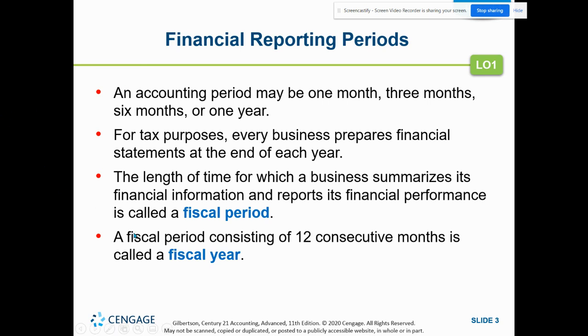The fiscal period or the fiscal year, though, is 12 consecutive months. So it could run from March to February. It could run July to June. It doesn't matter as long as it's 12 consecutive months.